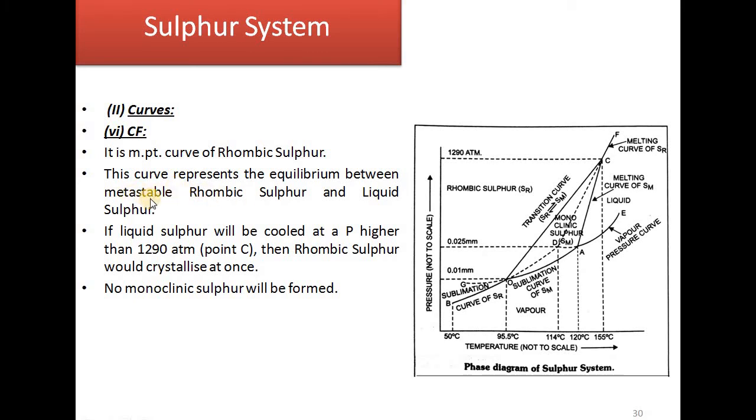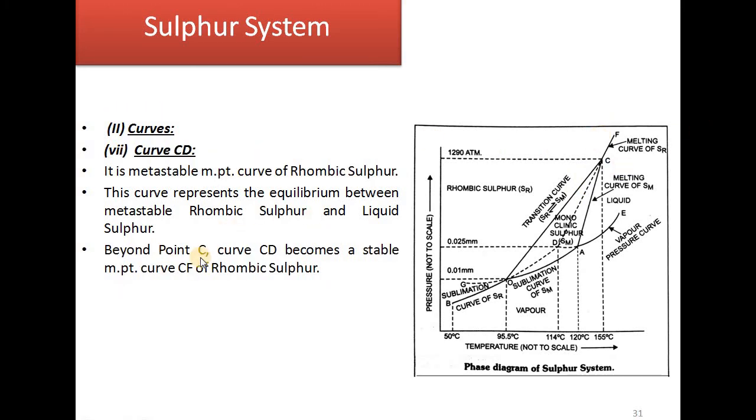Here we should write rhombic sulfur, not metastable. This curve represents the equilibrium between rhombic sulfur and liquid sulfur. Now curve CD is the metastable curve. It is the metastable melting point curve of rhombic sulfur. This curve represents the equilibrium between metastable rhombic sulfur and liquid sulfur. By continuing this curve, we are getting this metastable curve, which is the CD curve. Beyond point C, the curve CD becomes the stable melting point curve CF of the rhombic sulfur. So this is a metastable melting point curve and this is the normal melting point curve of rhombic sulfur.